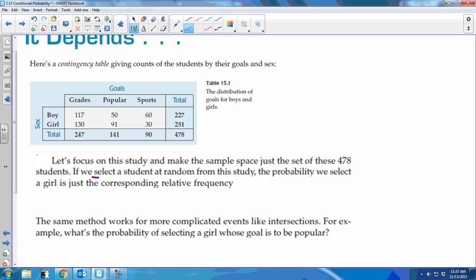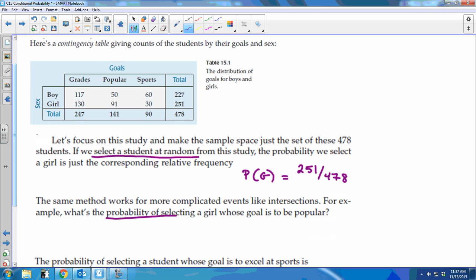If we select a student at random, what's the probability we select a girl, just a girl? How do you figure out the probability that it's a girl? What's the probability that's a girl from the table? 251 over 478. 251 total girls over 478 total people. Right? You guys could do that without me having to say anything.